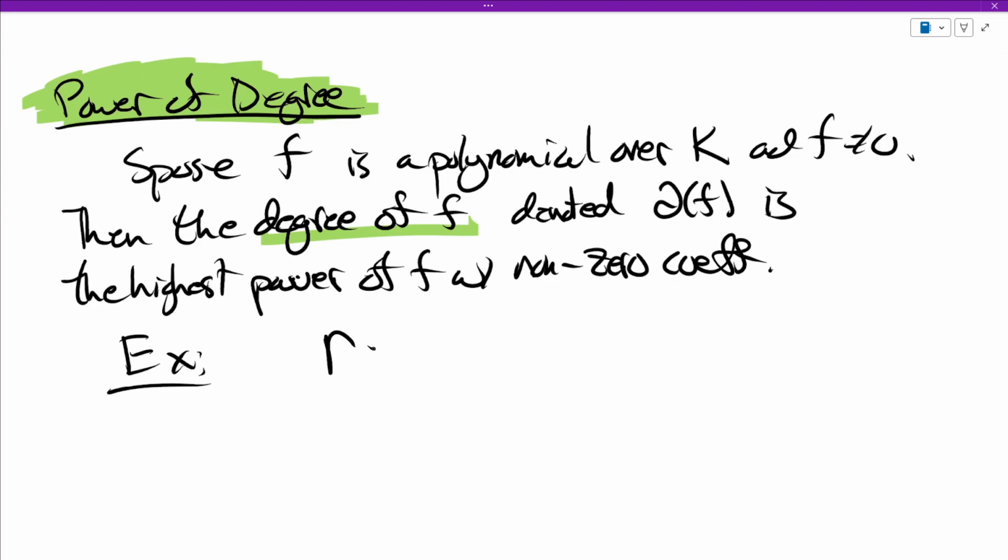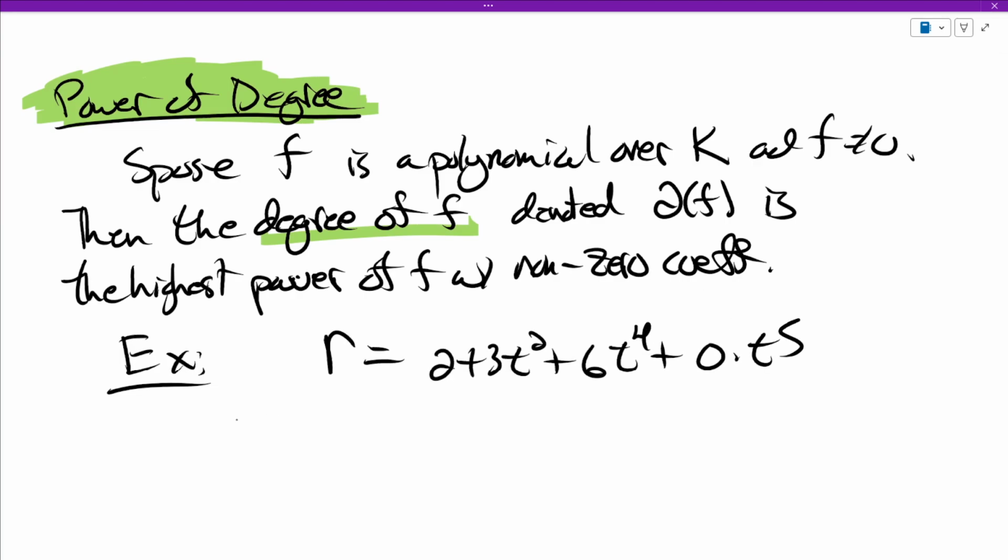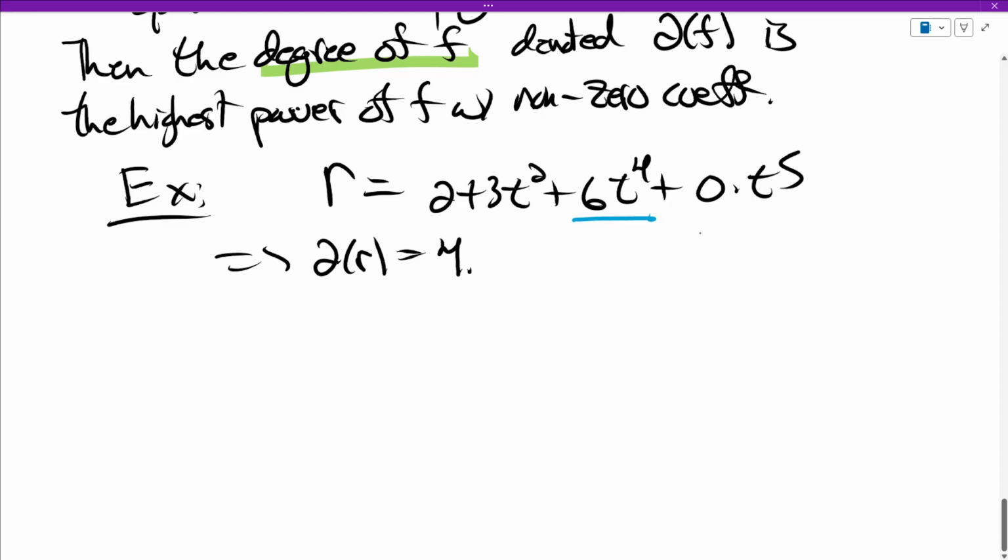So, for example, if we wrote r to be, I don't know, 2 plus 3t squared plus 6t to the 4th plus 0t to the 5th, then the degree of r is 4, because the last power with a non-zero coefficient is 4, right? And that's it, okay? The degree is a very powerful thing. It's a very powerful, actually, not thing, but function.